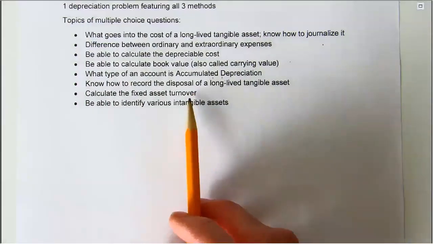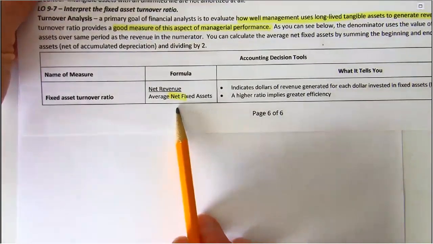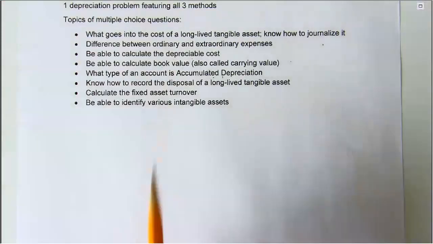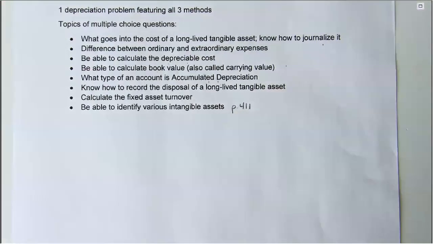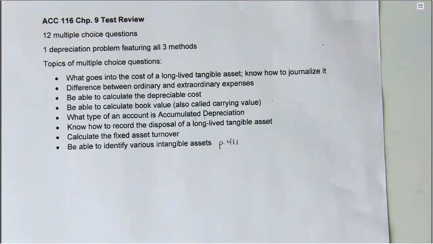Okay. The fixed asset turnover, that's just the formula that we went over today. That's that one, and be able to just identify intangible assets. If you open up that Connect book to page 411, it'll give you the listing of those long-lived intangible assets, and you can use those for reference. But this is a pretty straightforward test. I don't think you'll have any trouble with this one.